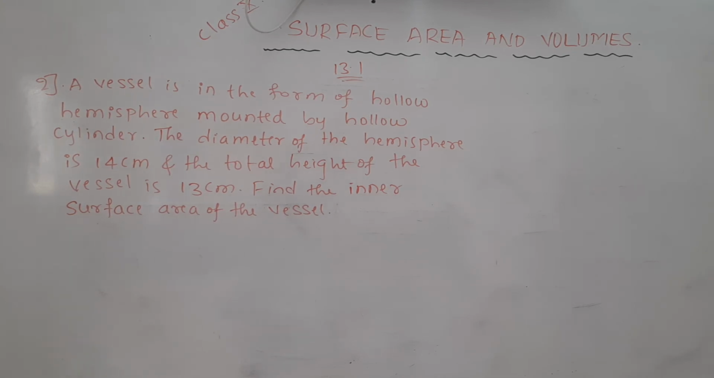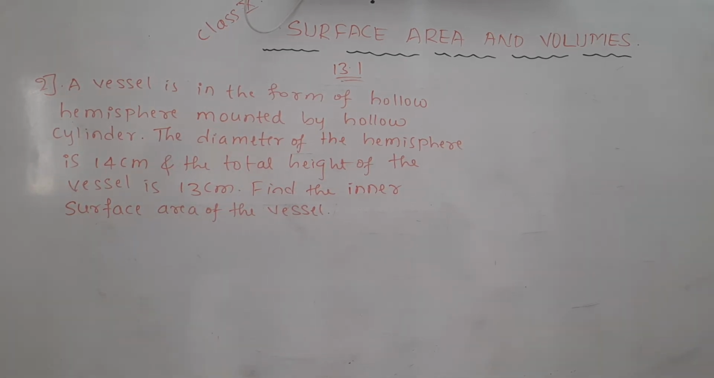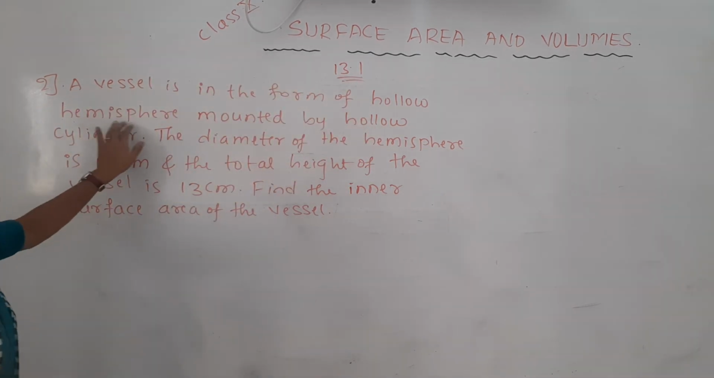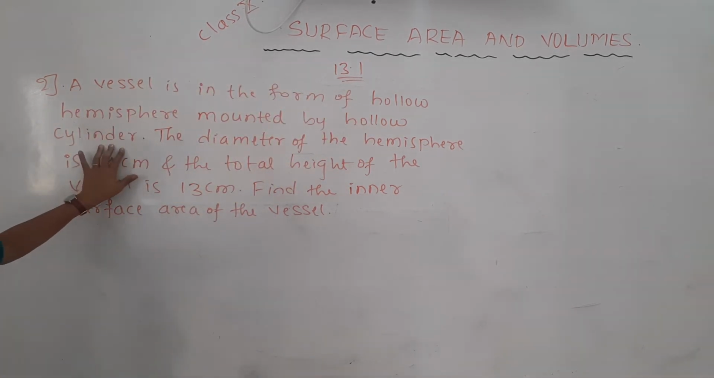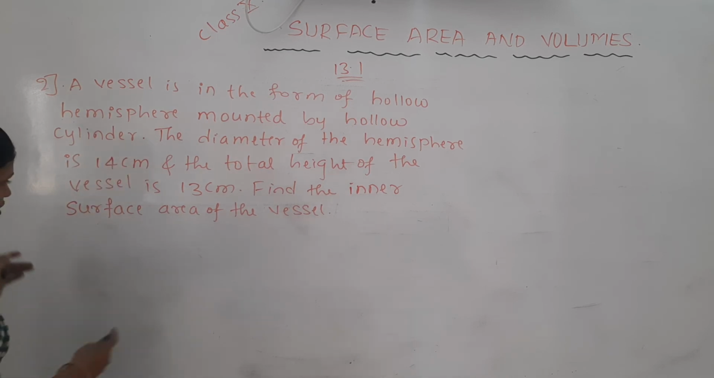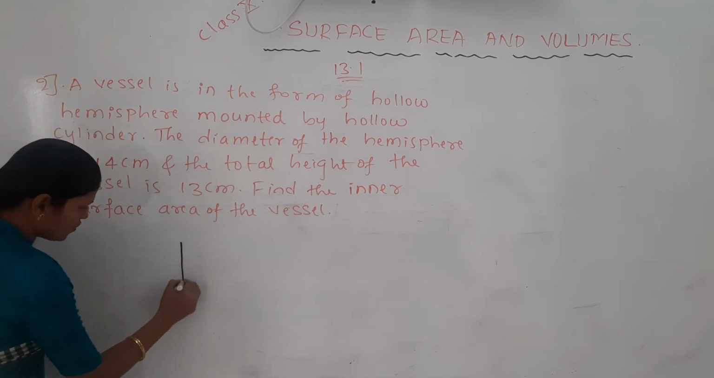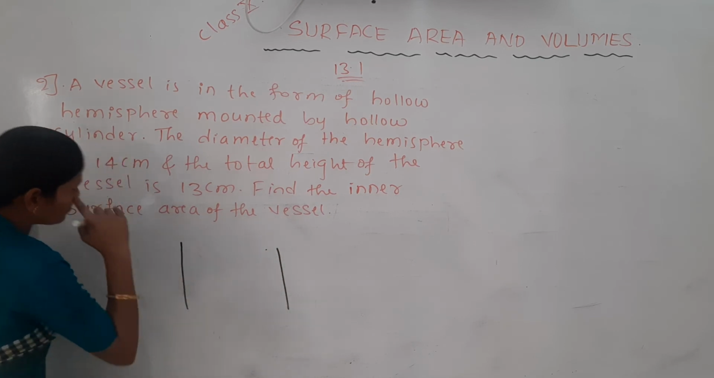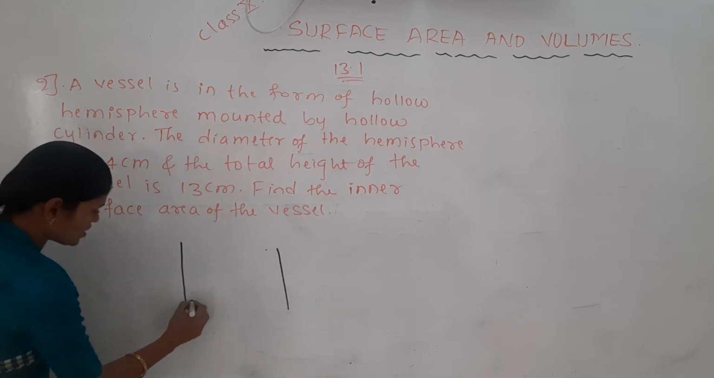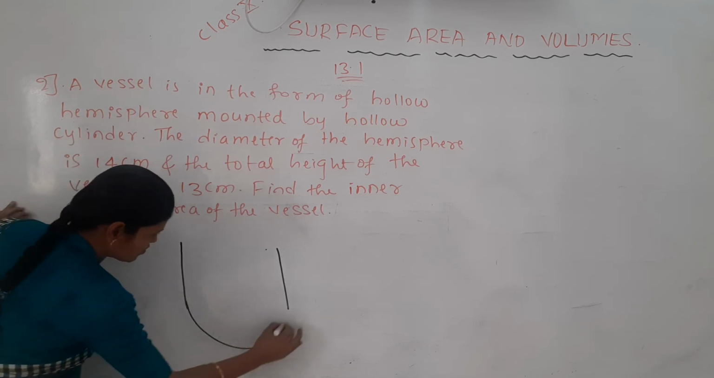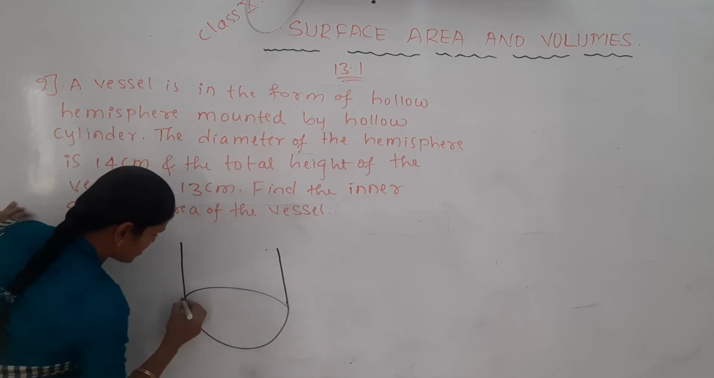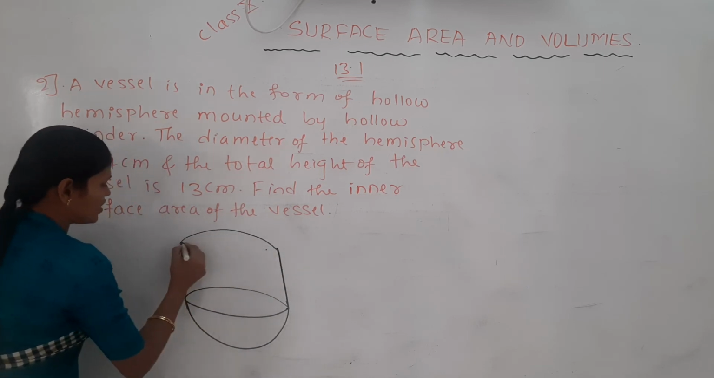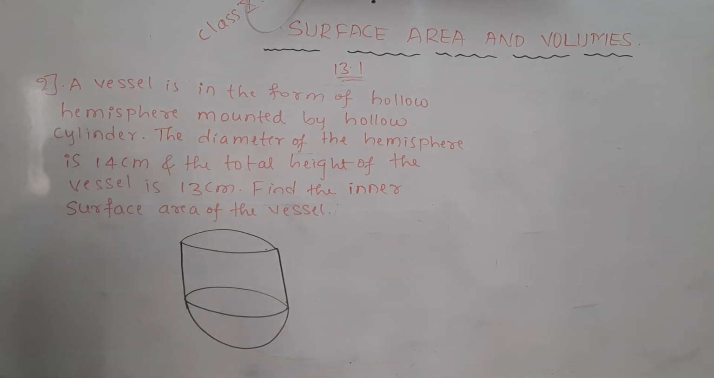Let's take the next question. A vessel is in the form of a hollow hemisphere mounted by a hollow cylinder. Hollow means open here. Already there is a hemisphere, and it is mounted by a hollow cylinder.